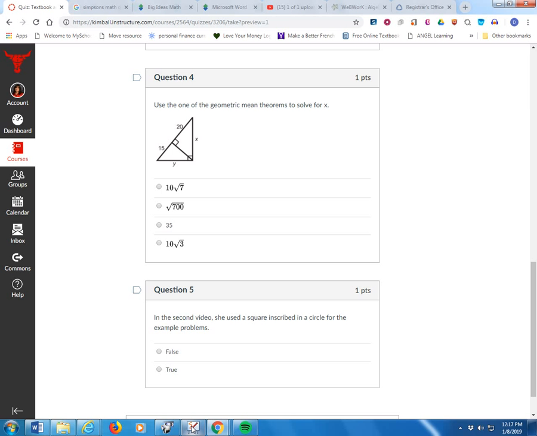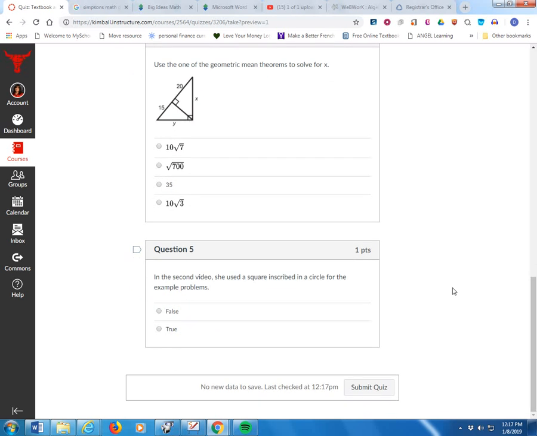Okay, and then finally, question 5. In the second video, she used a square inscribed in a circle for the example problems. You're shaking your head no? Who got this one right? And you said false. So there it is.